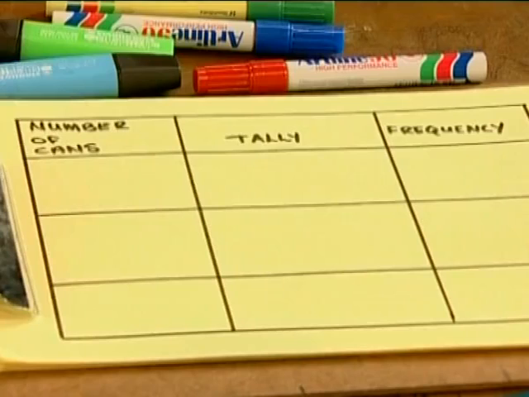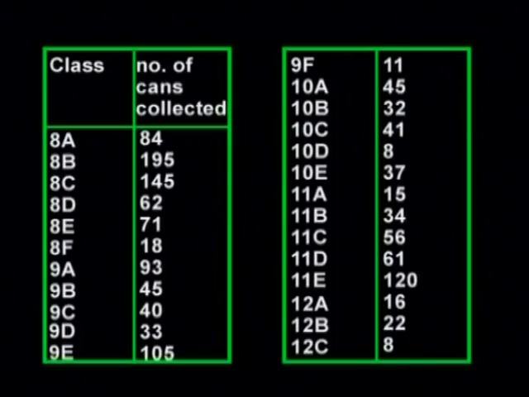Now you're ready to make a frequency table. Right. My table has 3 columns. 1 for the number of cans, 1 for my tally, and a 3rd for my frequency. Hang on a minute, Gerard. How many cans did class 9C bring? 40.